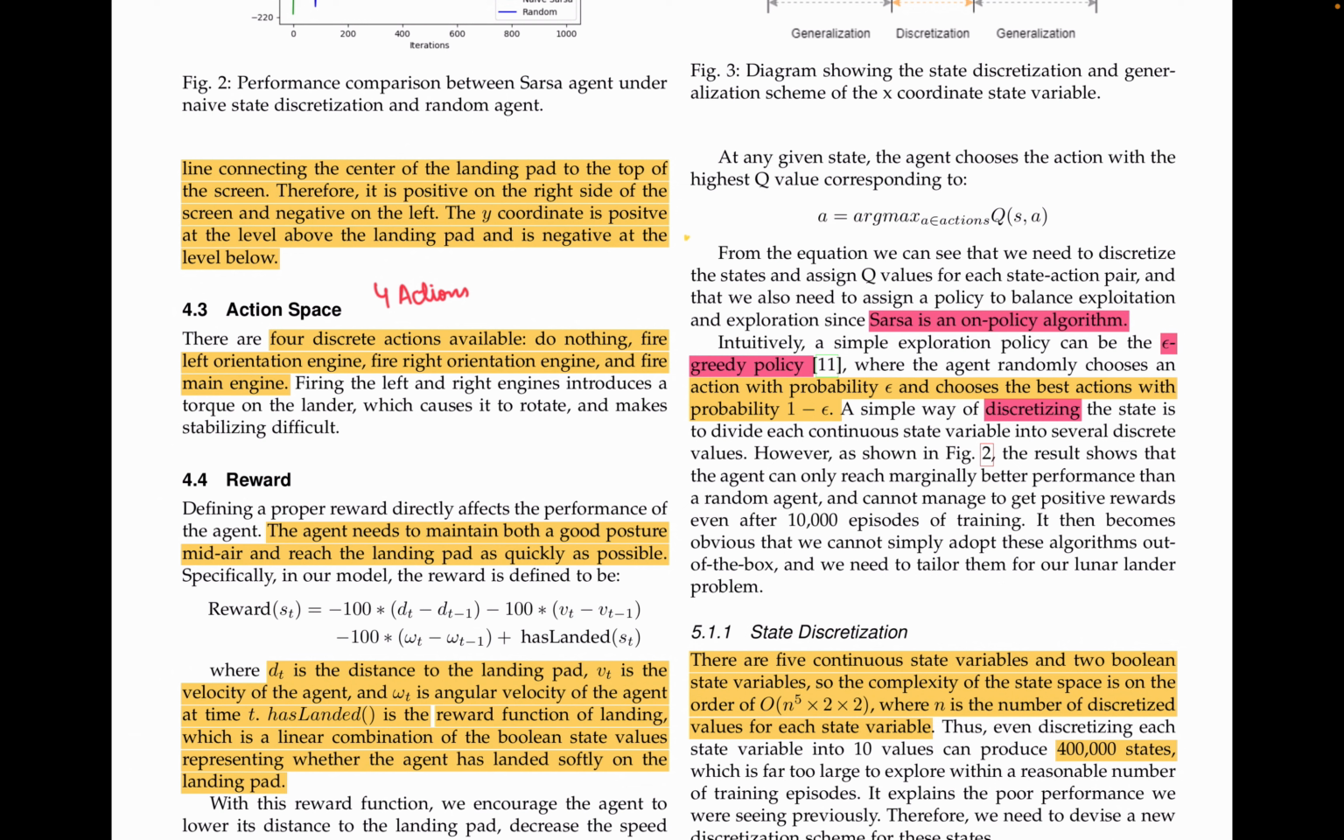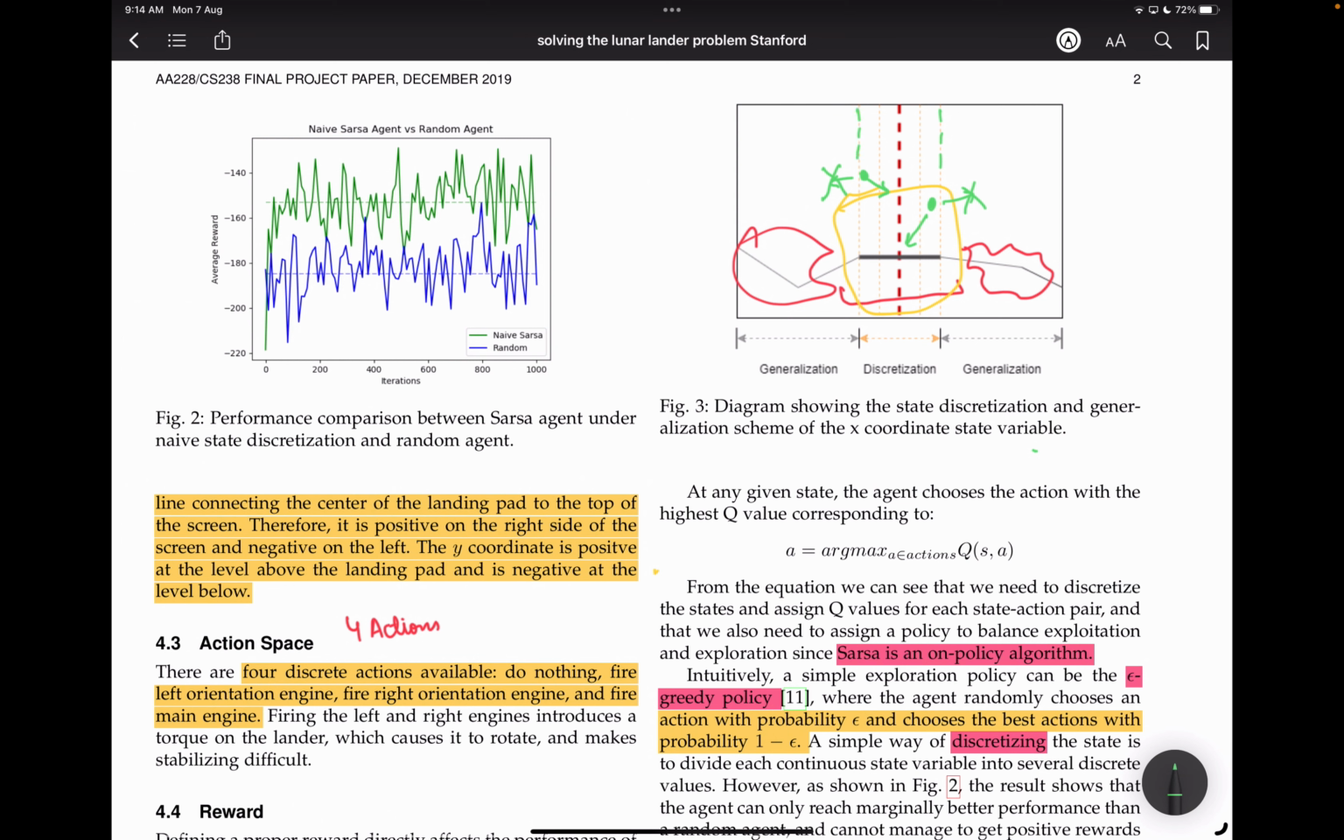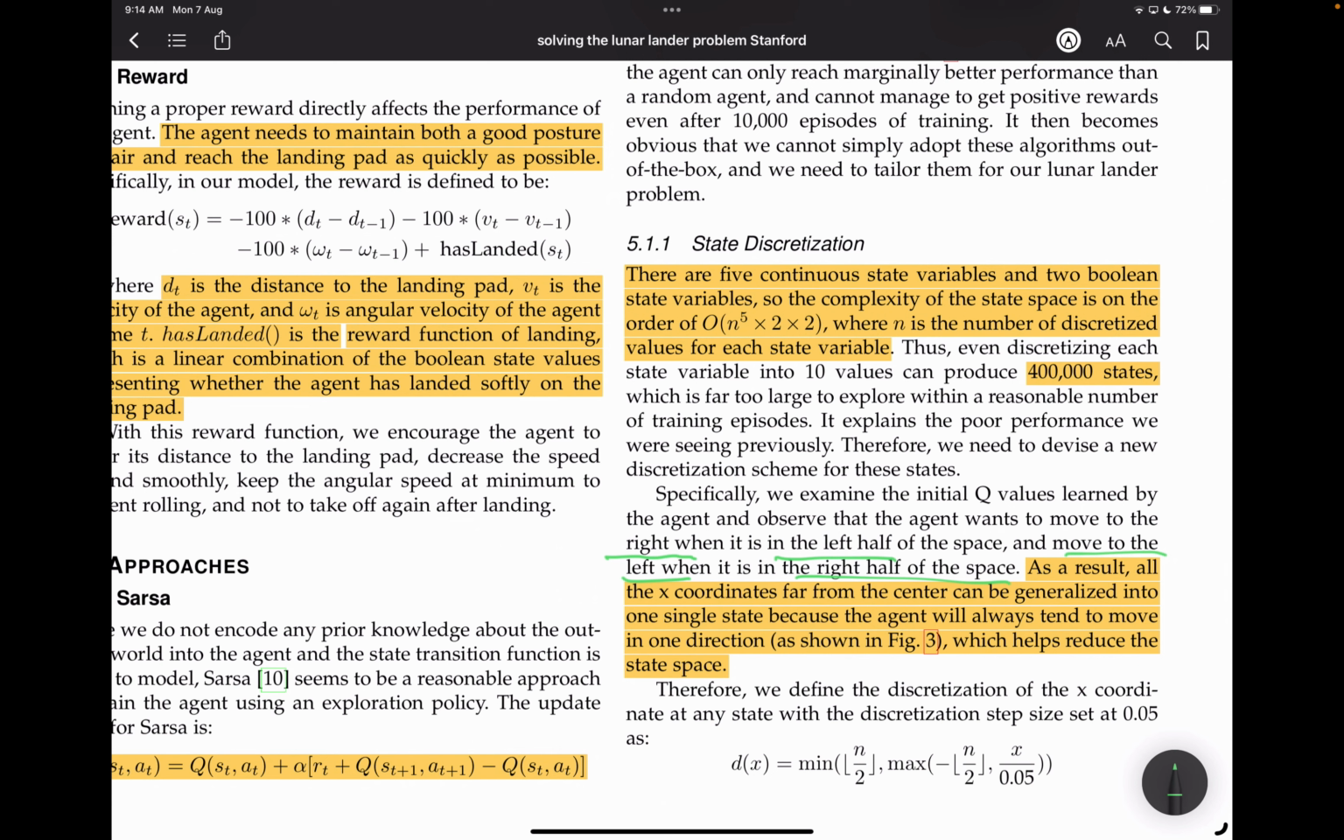So the main aim here is that the agent wants to move to the right when it's in the left half space, and to the left when it's in the right half of the space. As a result, x coordinates far from the center can be generalized into a single state. All the coordinates outside of this boundary, these tiny dots, all the variables in this space, we can set them to a single state, right? We can generalize them into one. We do that using a discretization step, and the size is around 0.05, right?